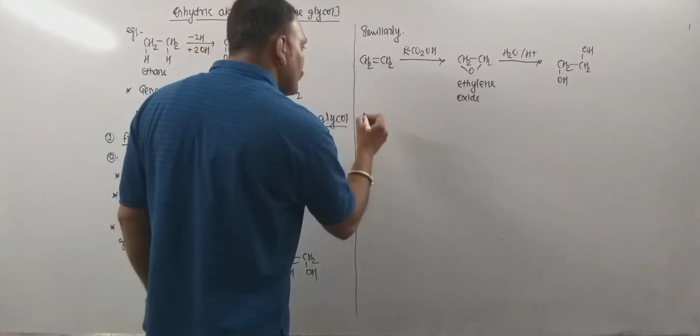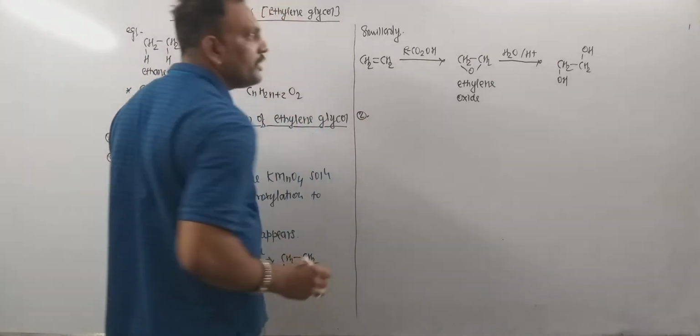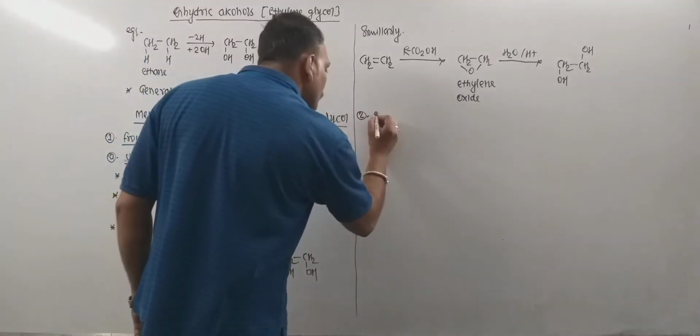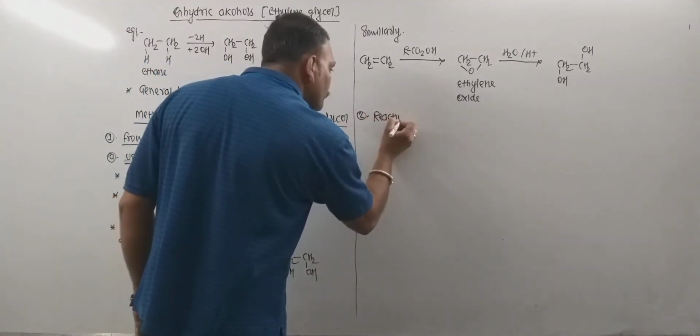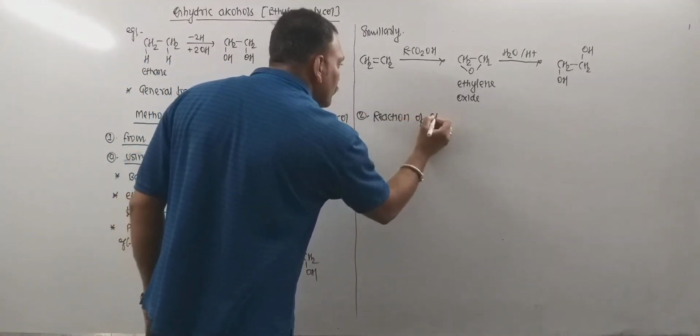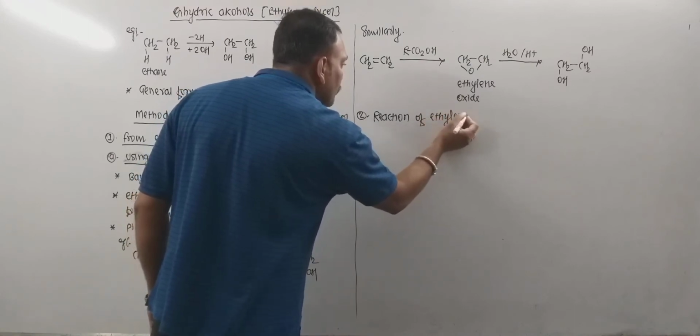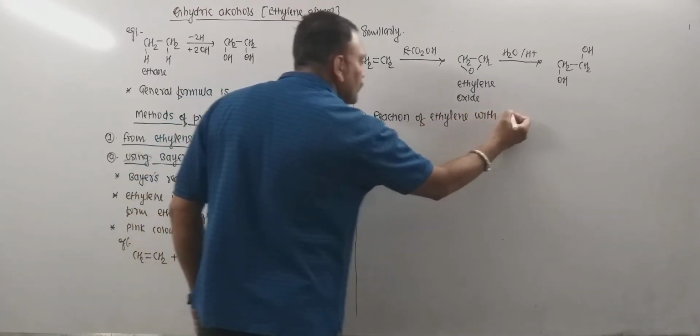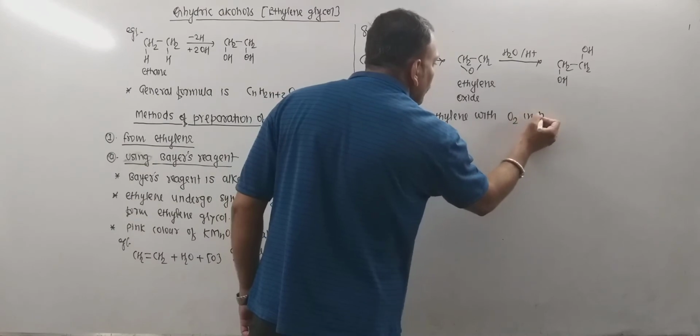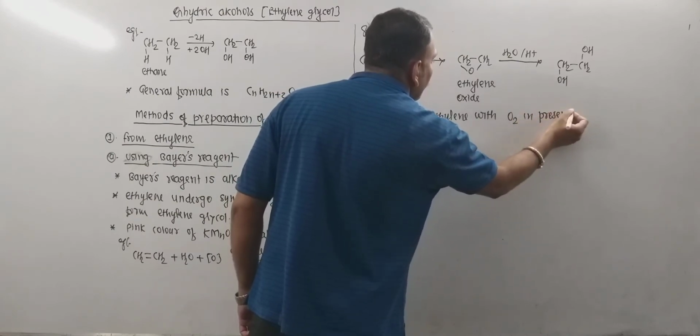Now the second method of preparation which can be explained is the reaction of ethylene with oxygen in the presence of silver.